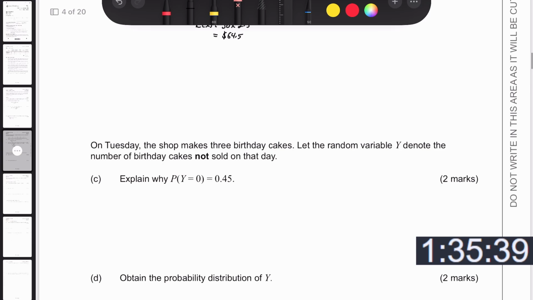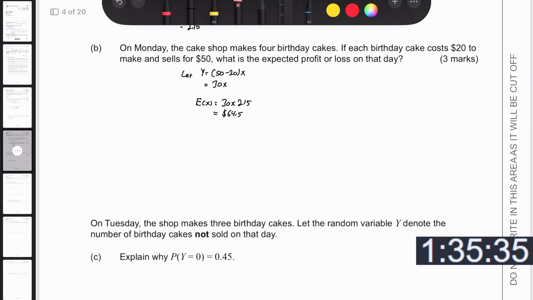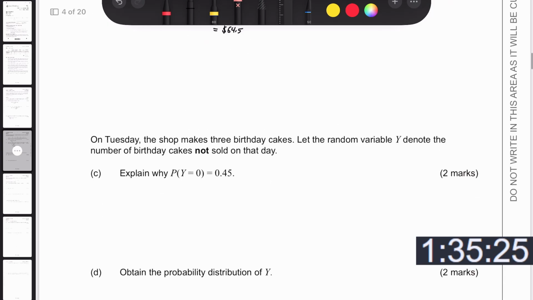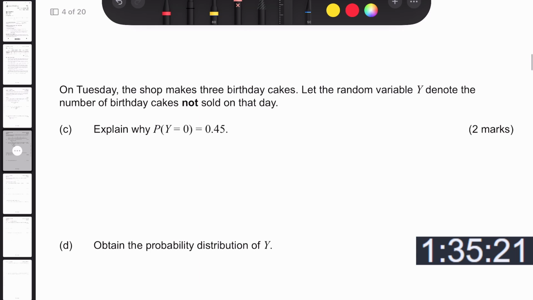On Tuesday, the shop makes 3 birthday cakes. Let the random variable y denote the number of birthday cakes not sold on that day. I think I've seen this because someone was asking me about it in the methods chat, but I haven't done the exam yet, so this is kind of cheating, but oh well. On Tuesday, the shop makes 3 cakes, and y denotes the number of cakes not sold on that day.